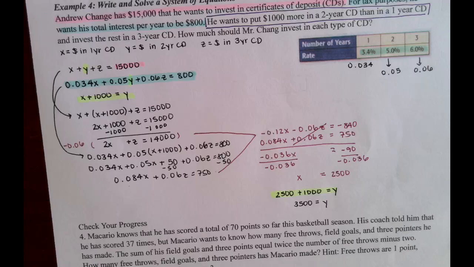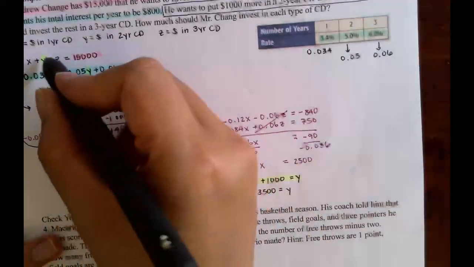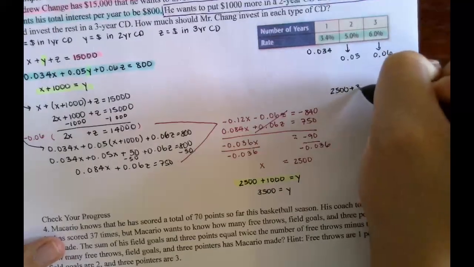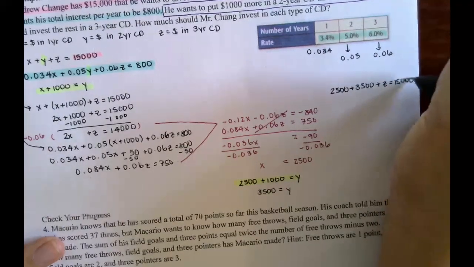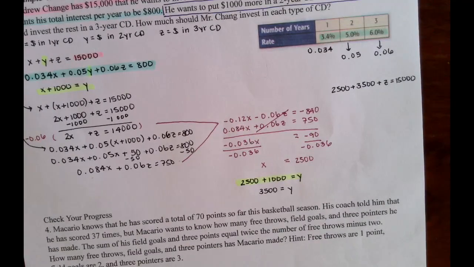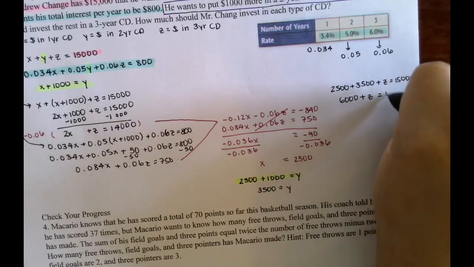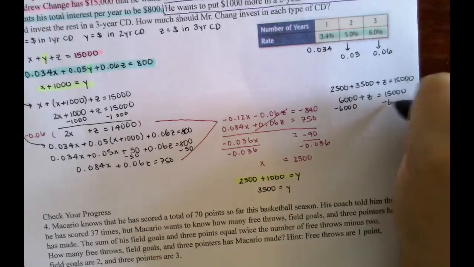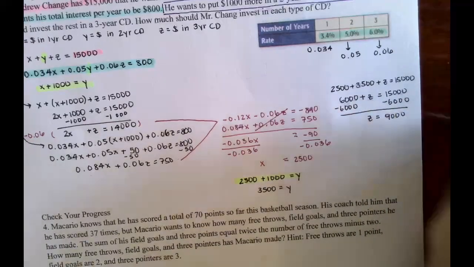Okay. Then, now I know what x and y is, and I can solve for z. So here, that means 2,500 plus 3,500 plus z should give me 15,000. So this gives me 6,000 plus z equals 15,000. Subtract the 6,000, and I get z equals 9,000.